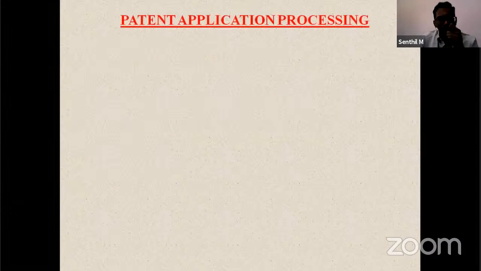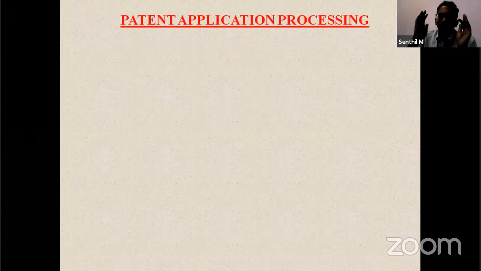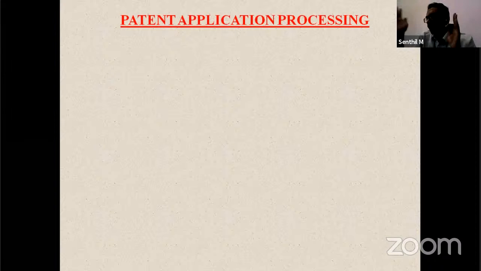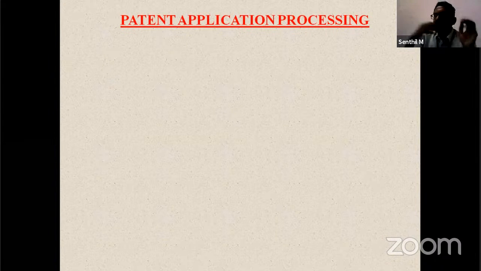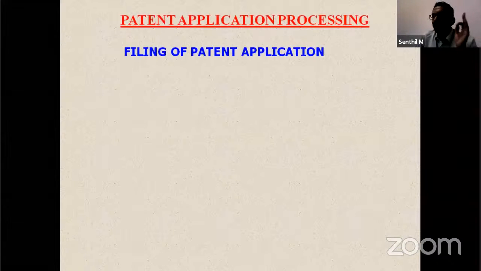So coming into the patent application process, this is the one. You have an idea, now what to do: provisional patent or complete specification. Once you have anything, we can go with this. If it is a provisional patent, it is valid for 12 months. After 12 months, you need to go with the complete specification.